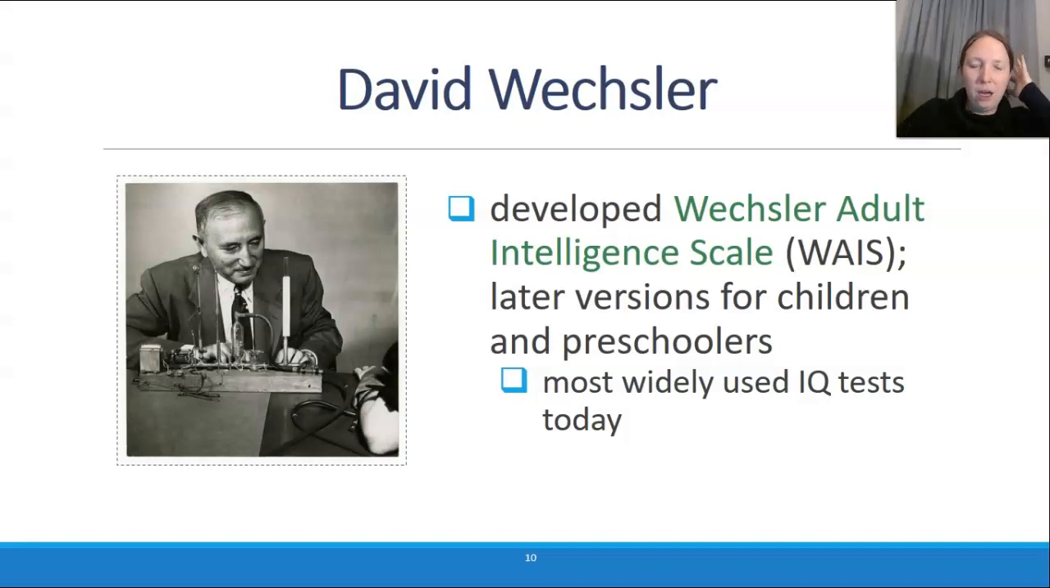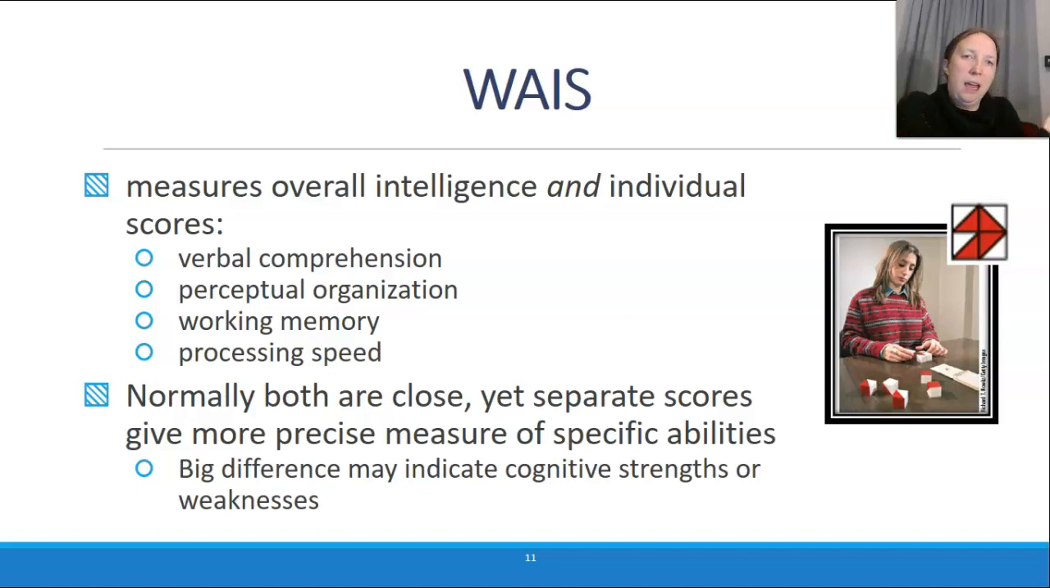David Wechsler is the creator of another test that is still actively used today. In fact, it's the most widely used of IQ tests. And he developed the Wechsler Adult Intelligence Scale, and there are also versions for children and preschoolers. And his test, the WAIS, is something that hopefully you'll get to experience. I'm pretty sure I either have given you or will give you a testing experience day where you'll get to try this out. And it measures both your overall intelligence and provides individual scores for certain types of skills. The ones here: verbal comprehension, perceptual organization, working memory, processing speed.